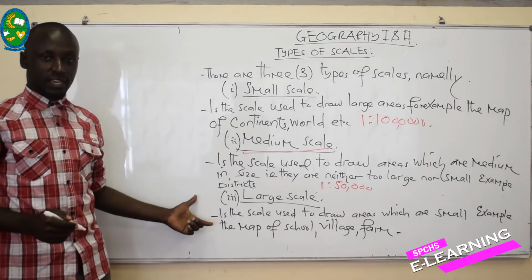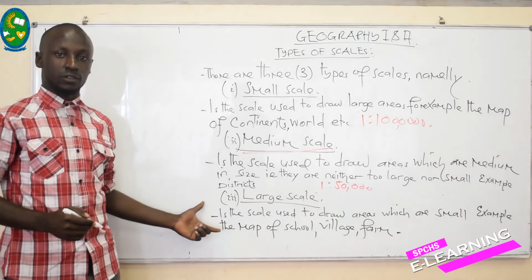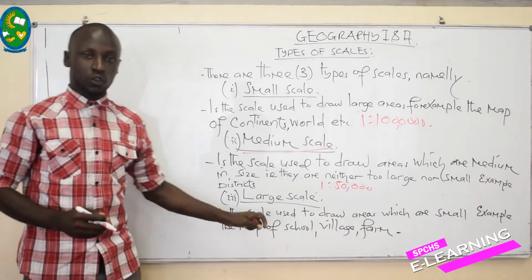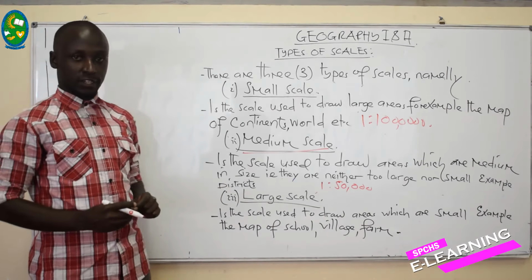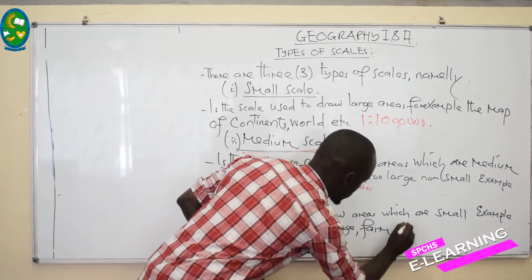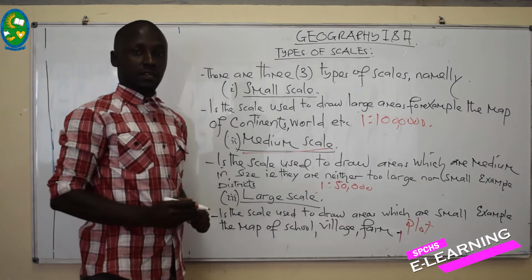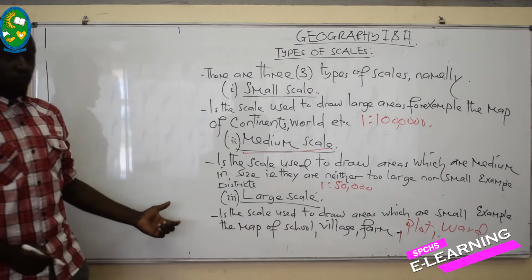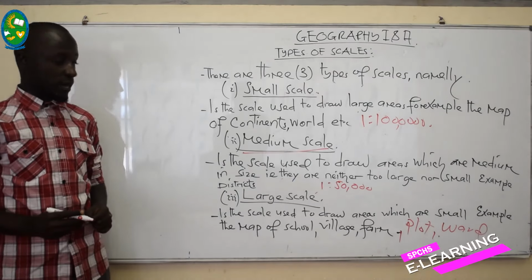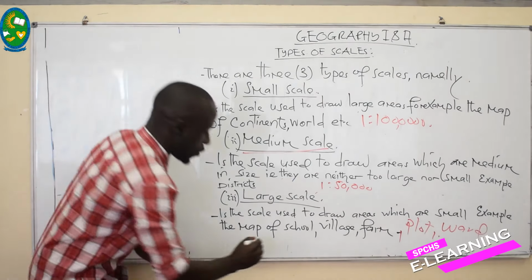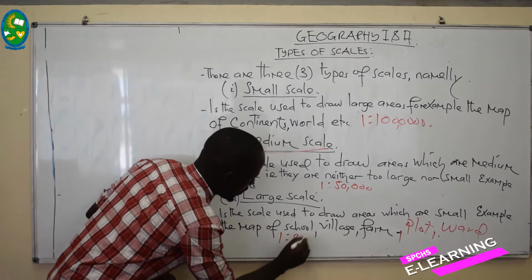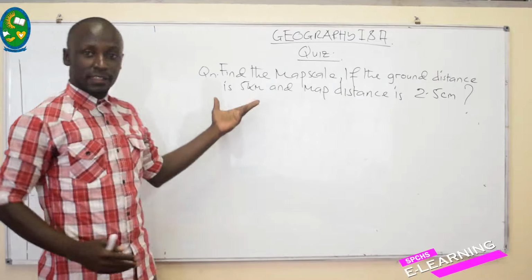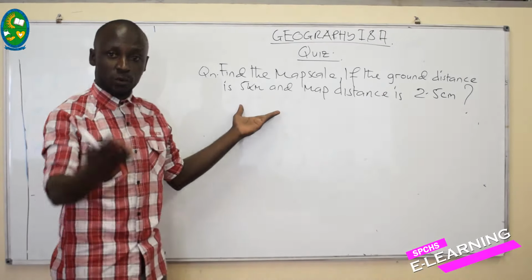Then we have large scale. This is the type of scale used to draw areas which are very small, for example, a map of a school, a map of a village, or a map of plots. All these types of maps are drawn using large scale. An example of a ratio which represents large scale is 1:2,500. Okay, this marks the end of our session, and I have a question here to brainstorm yourself.